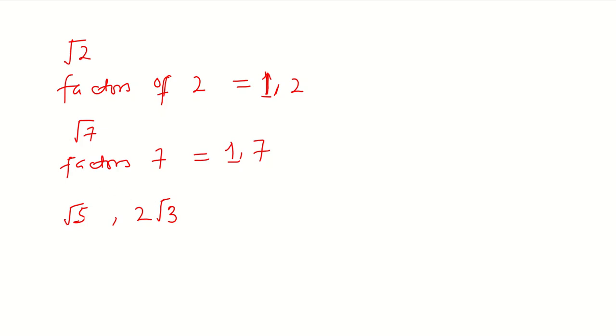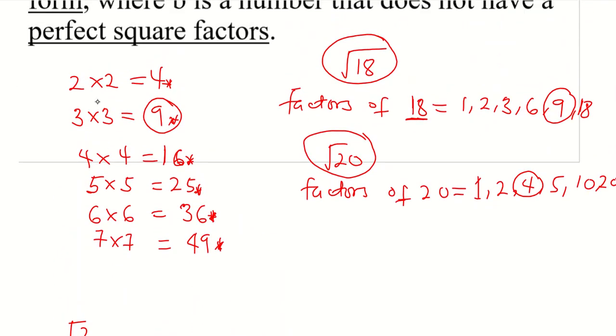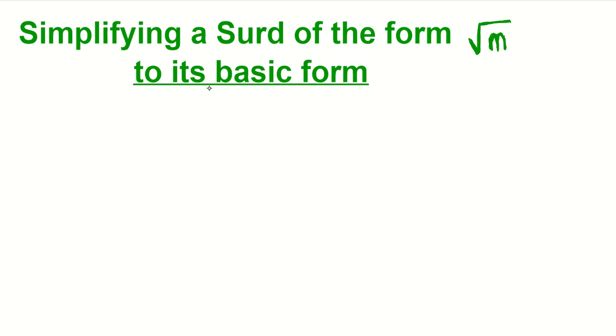Now, having understood this, initially we said that the square root of 18 is a surd not in its basic form. So we can express the square root of 18 in its basic or reduced form. The topic for reducing the square root of 18 to its basic form is what we call simplifying a surd of the form square root of m to its basic form. So we are representing the surd as square root of m.